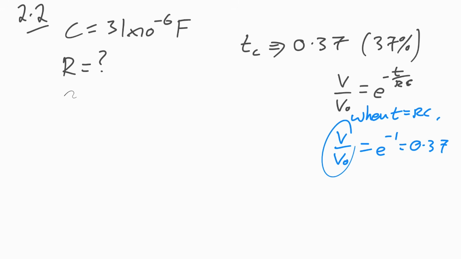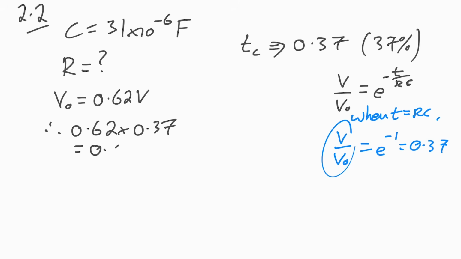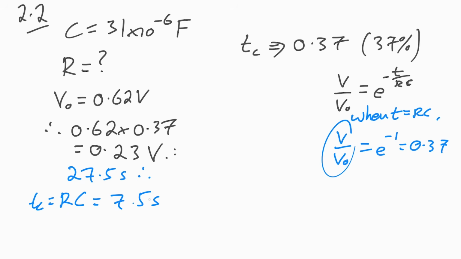So let's get 37% of an initial value. V0 equals 0.62 volts, and therefore 0.62 times 0.37 gives us 0.23 volts. Reading off the graph, it looks like it's bang on 27.5 seconds. Therefore, RC, the time constant, is going to be 27.5 minus 20, so that's just 7.5 seconds. Therefore, finally, we just want the resistance.